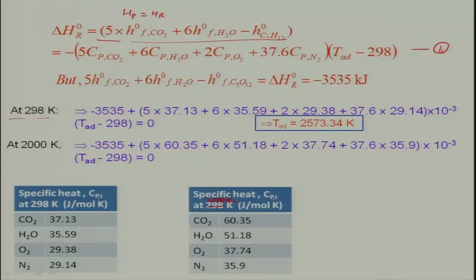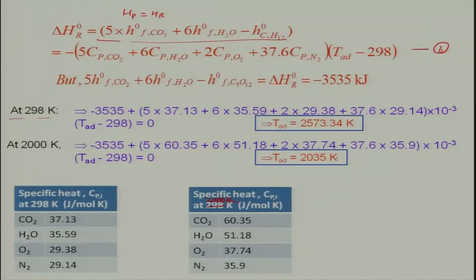You can compare with this: CO2 is very high, 37.13 against 60.35, because it is a triatomic molecule, therefore it is higher. Water of course is higher, but not that much, and oxygen and nitrogen are also a little bit higher. You substitute these values, and what you will get is T adiabatic of 2035 Kelvin.